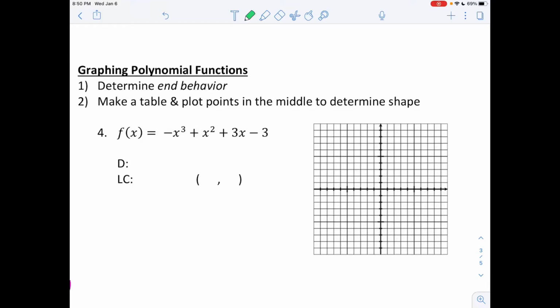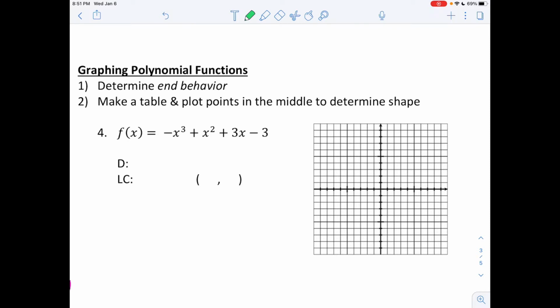Now let's talk about graphing polynomial functions. So the first thing we want to do if we have an actual polynomial and we want to graph it is determine the end behavior, because that's going to tell us what the general shape of the function looks like and which direction the arrows are pointing. And then we want to make just an XY table and plot a few points that are close to 0 to figure out a little more accurately where our graph is going to be.